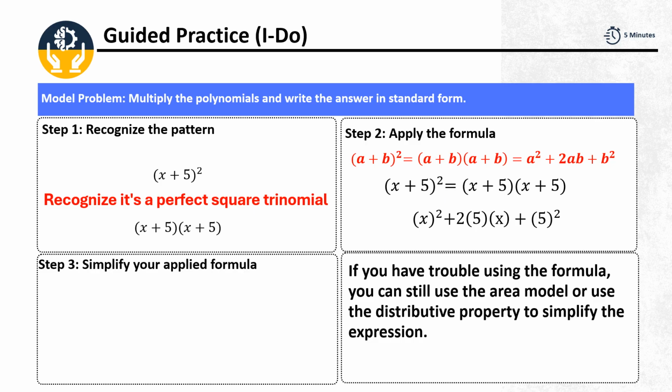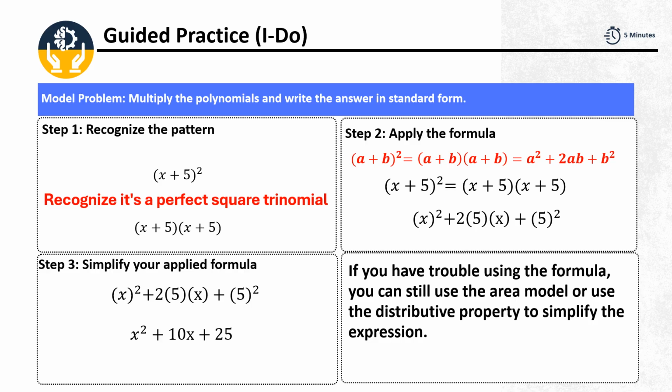So I would have x squared plus 2 times the b value of 5 times the a value of x plus 5 squared. And now for step 3, all I would need to do is simplify that, in which case I would have x squared, and all I would need to do for x squared is write it out as x squared. For the middle term, 2 times 5 times x would give me 10x. And then finally, I would have 5 squared. And again, squared means multiply by itself that many times. So 5 times 5 gives me 25. So I would have a simplified standard form of x squared plus 10x plus 25.